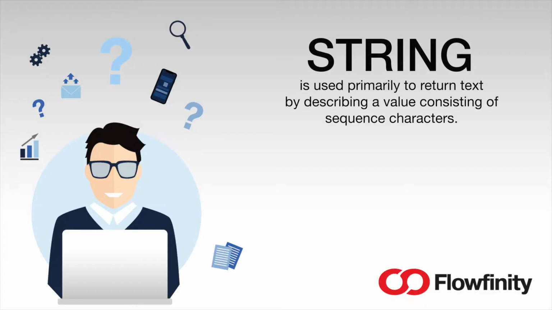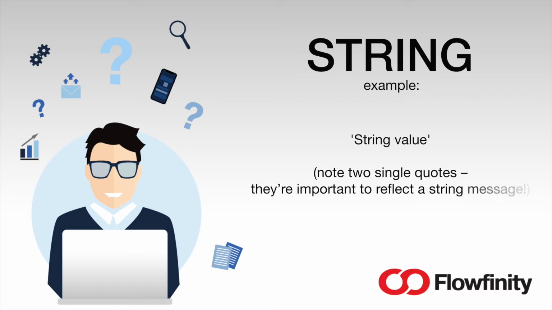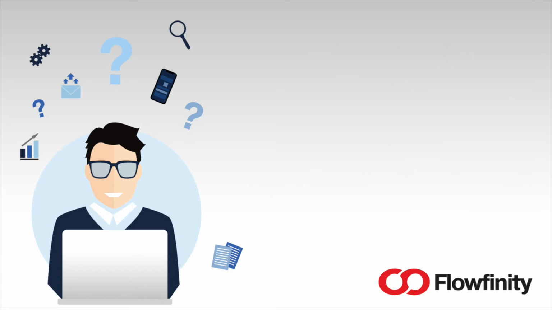String is used primarily to return text by describing a value consisting of sequenced characters. String constants may contain up to 32,535 characters and generally look like this. Note 2 single quotes. They're important to reflect a string message.